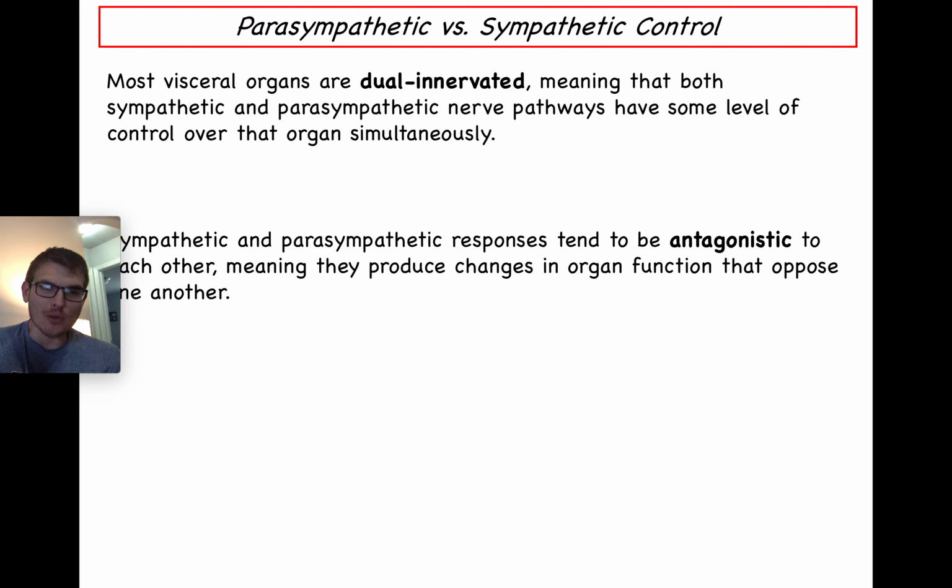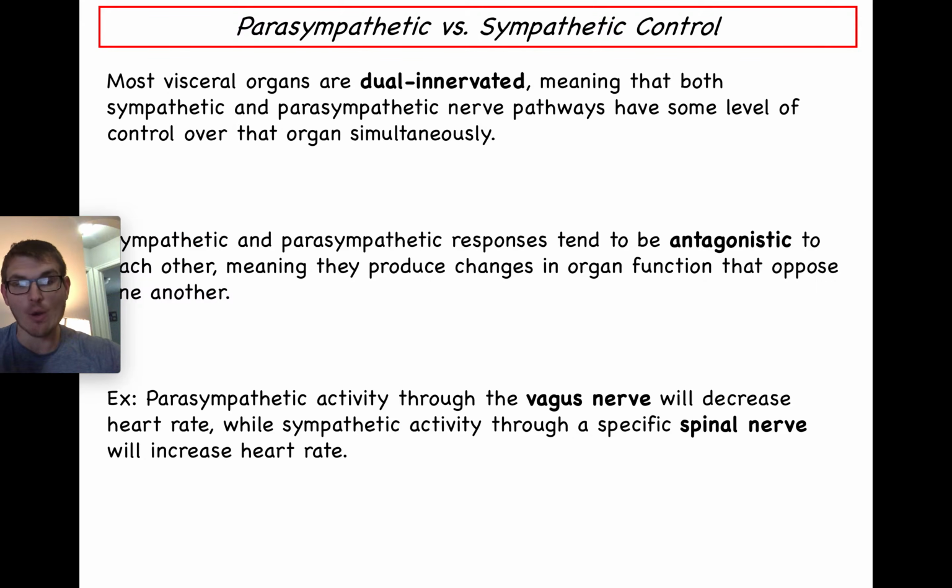And this word that we're using here, antagonistic, it means almost exactly the same thing that we meant when we talked about things like insulin and glucagon, right? So insulin does one thing to your blood glucose, glucagon does the other. So same deal here. A sympathetic response is going to do X in one direction. Parasympathetic is going to do Y in the opposite direction. So if the sympathetic division does one thing to an organ, parasympathetic is going to generally do the exact opposite. So a perfect example of an organ that is dual innervated, the heart. And we'll talk about this a lot in the next unit.